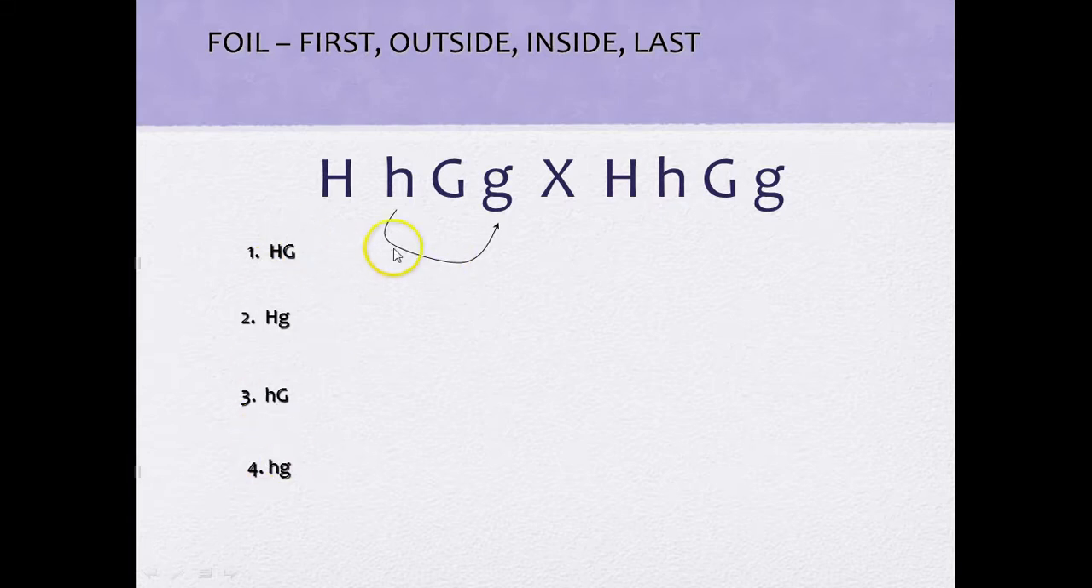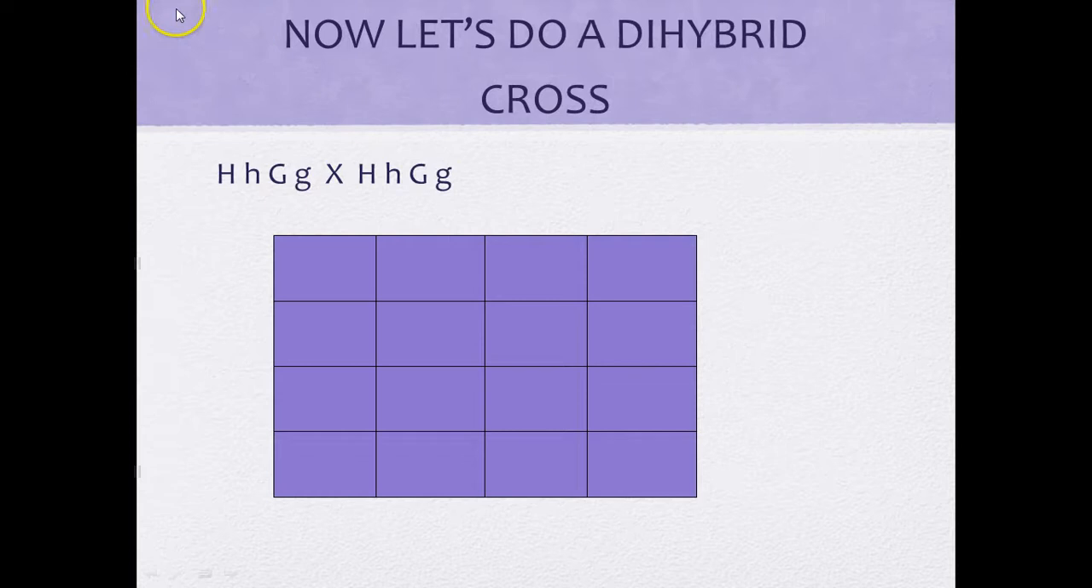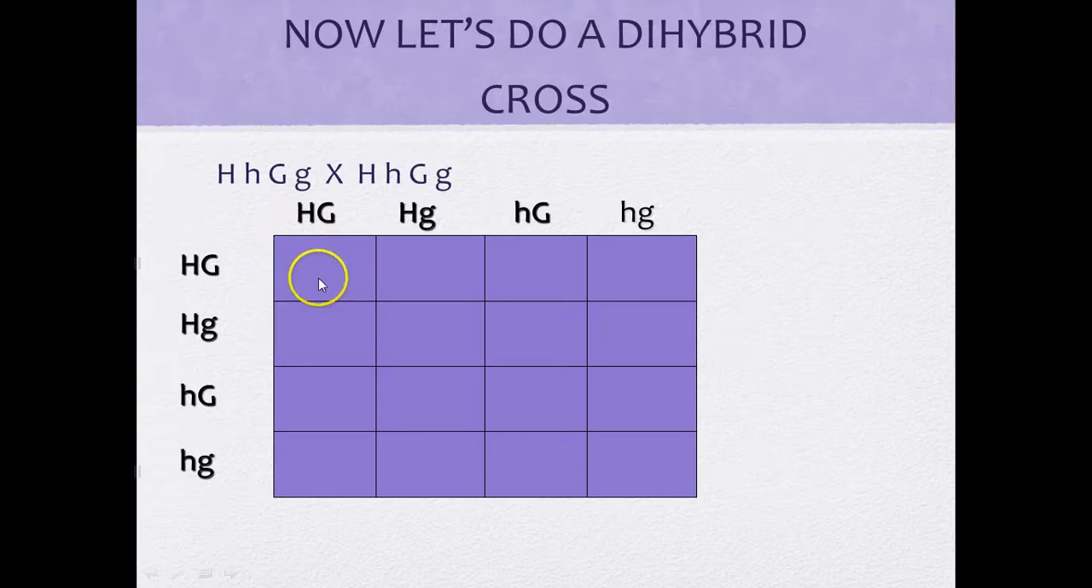These four combinations would be true for both this parent and this parent. So you need a Punnett square that has 4 boxes along each side. So you end up with 4 boxes across the top and 4 boxes along the side. And this is where you put your allele combinations. Then, as you combine them in the offspring, you put the H's back together and you put the G's back together from the top and the side.